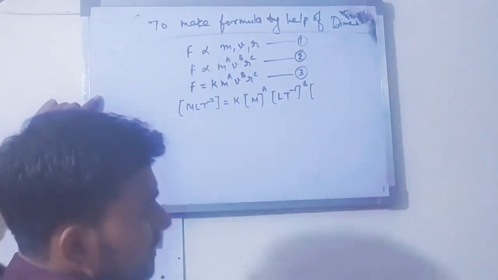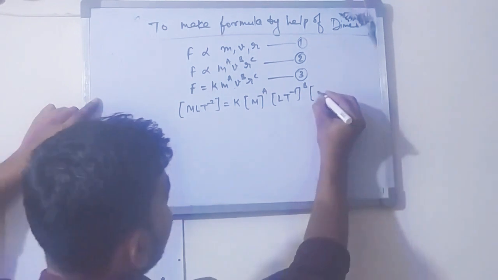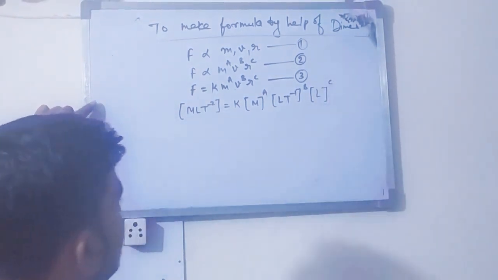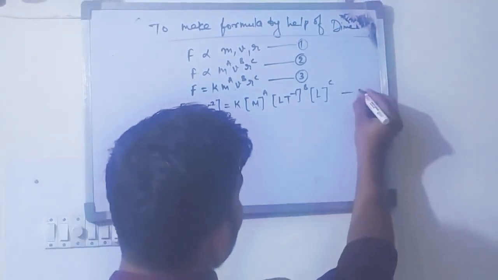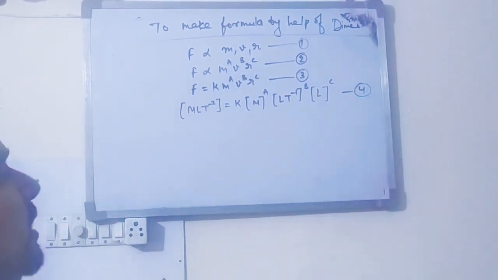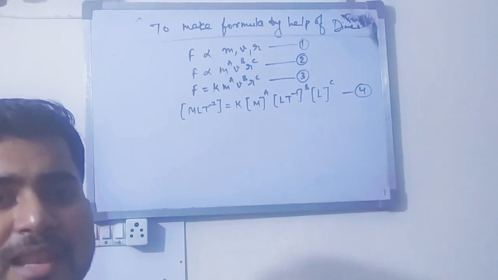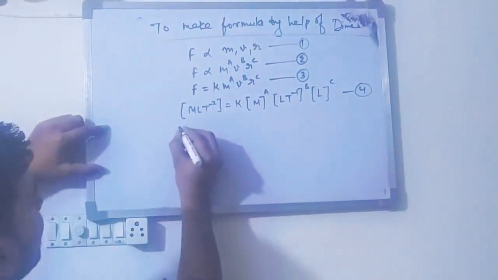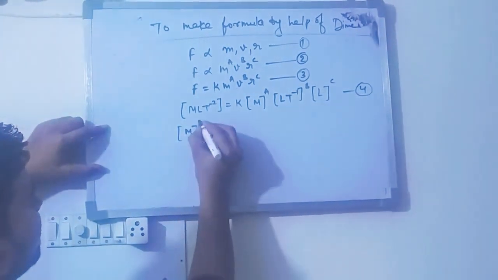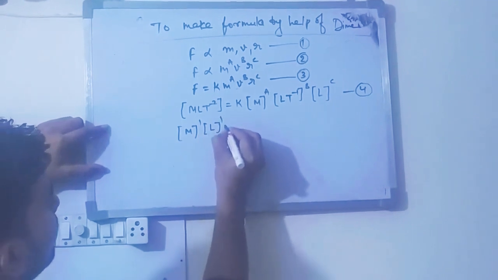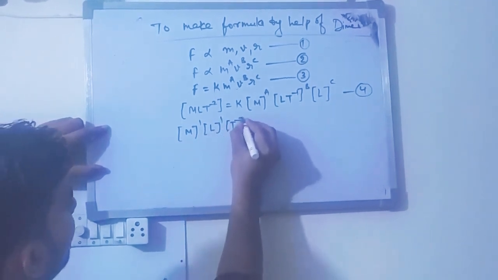R is what? Radius. Radius is a kind of length, so for length we use capital L, and the power is what? C. Now this is our step number 4. In step number 5, just separate the terms of M, L and T. So here also I have separated them like M to power 1, L to power 1, T to power minus 2.